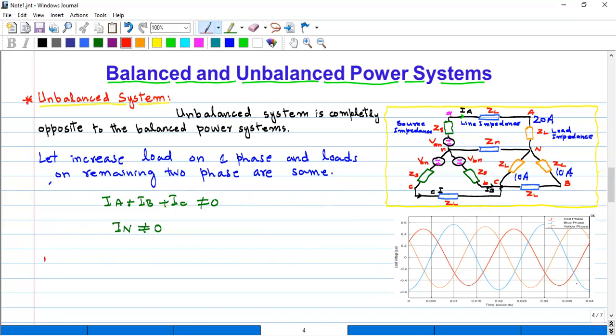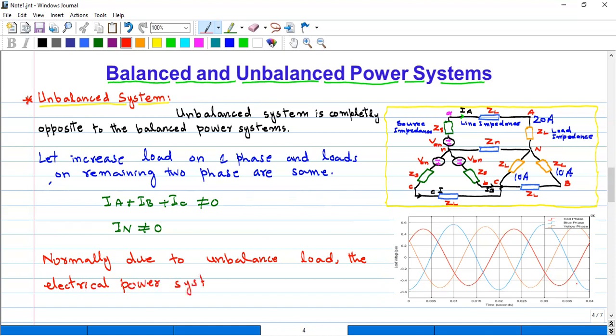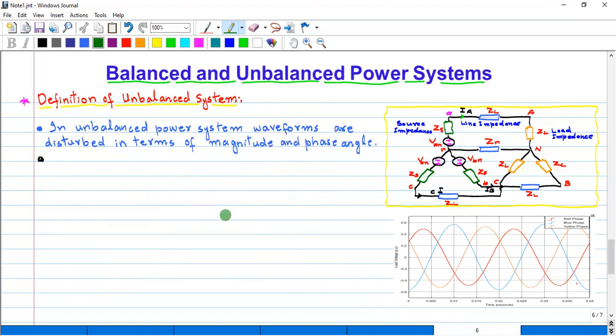So normally, due to unbalanced load, the electrical power system is unbalanced. So based on these important parameters, now we will discuss the definition of the unbalanced system.